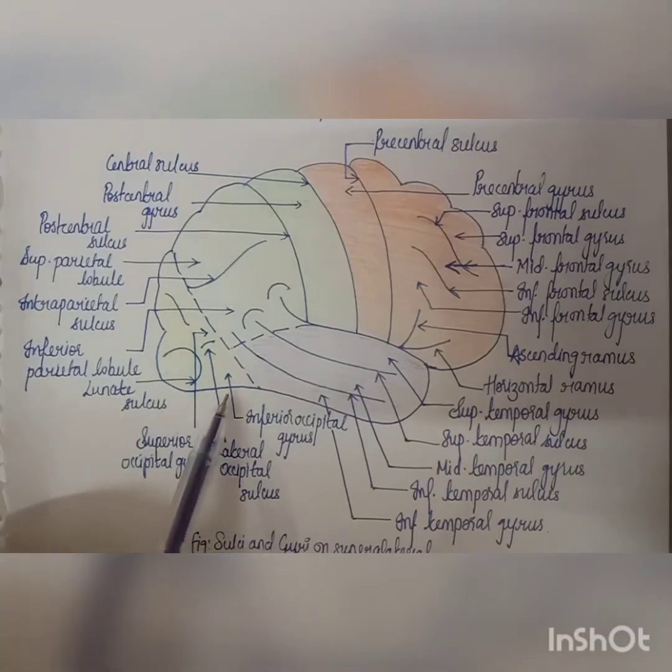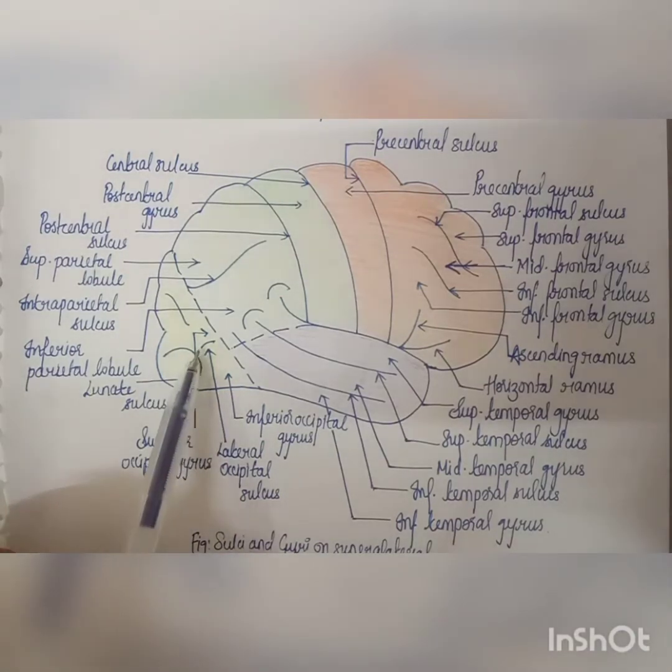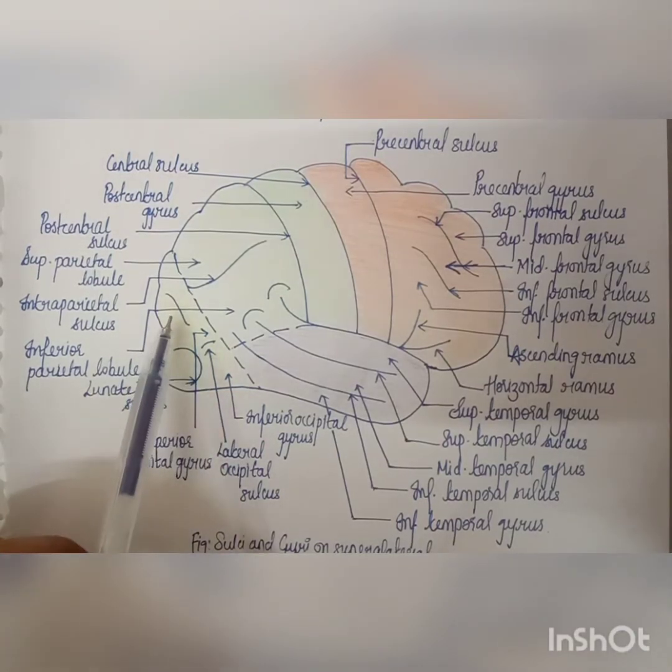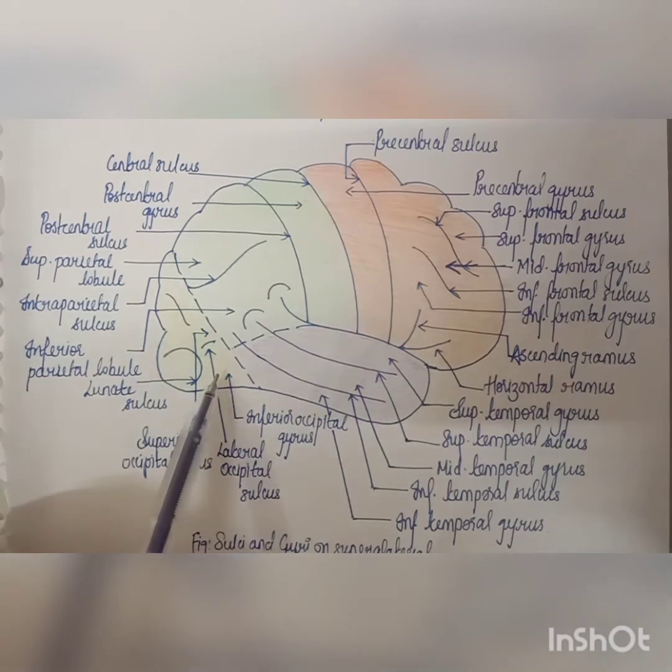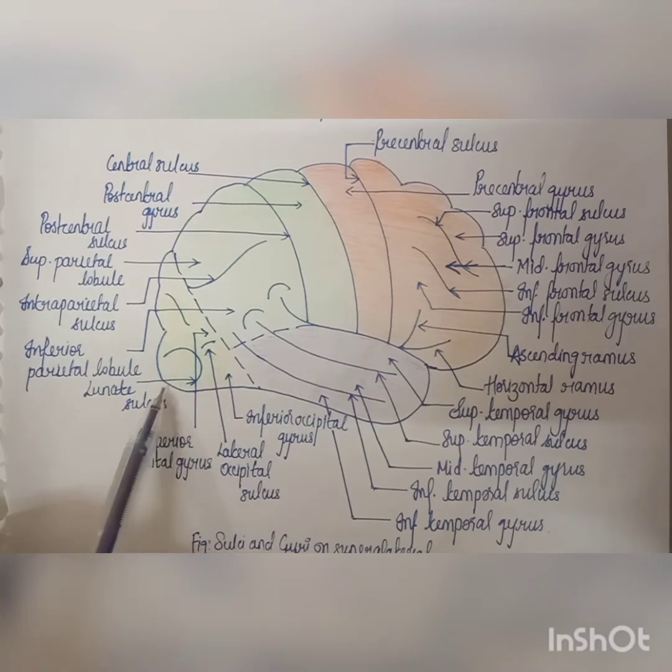Gyri and sulci of the occipital pole. The lateral occipital sulcus divides the lobe into superior and inferior occipital gyri. The superior and inferior occipital gyri are separated from the occipital pole by the lunate sulcus.